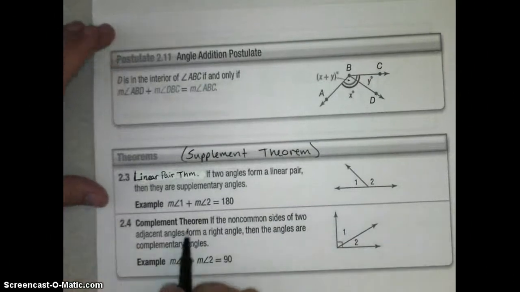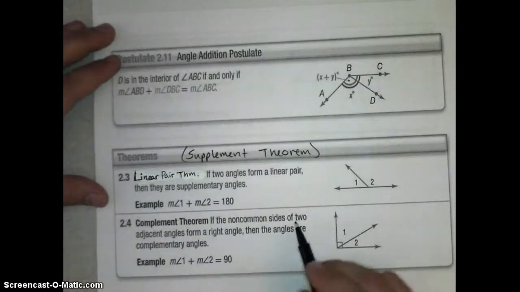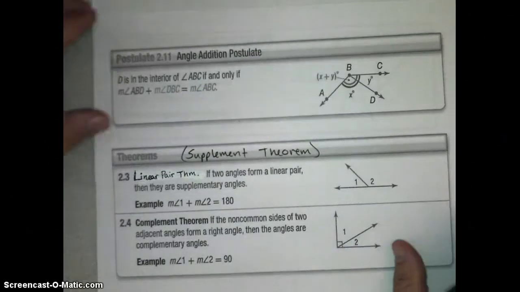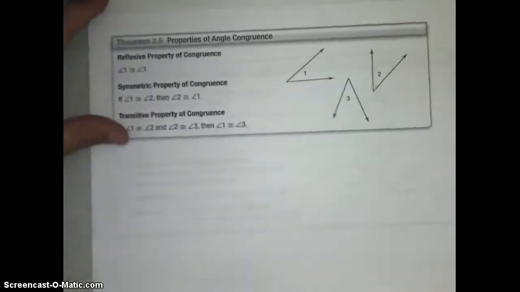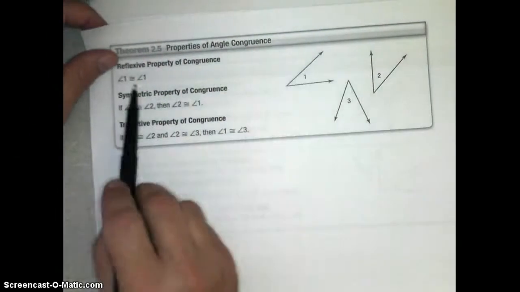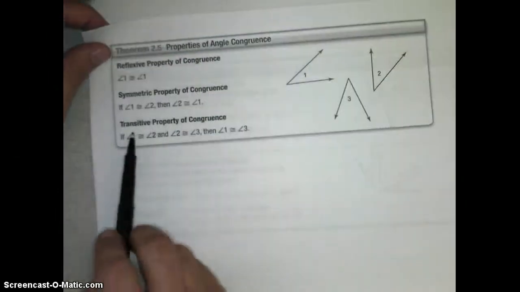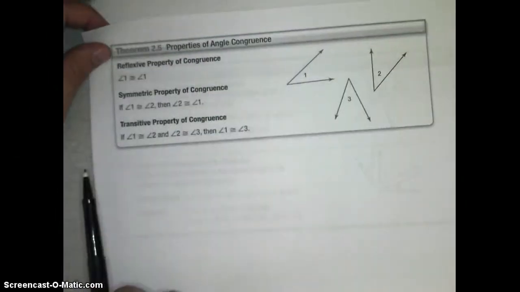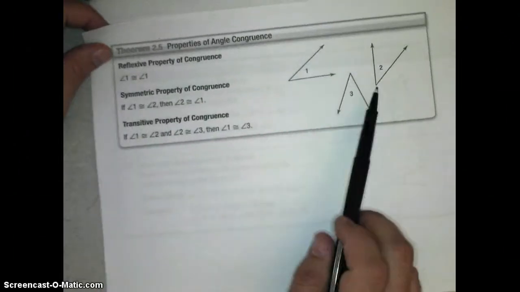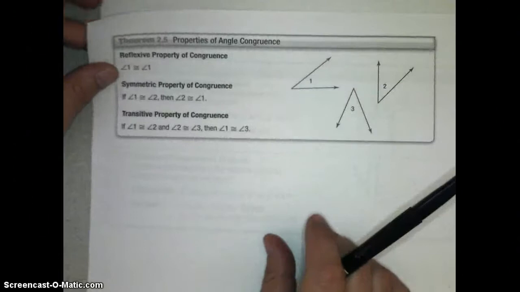Then we do have the complement theorem. It says if the non-common sides of two adjacent angles form a right angle, then the angles are complementary. And then we have reflexive properties for congruence of angles. Reflexive, symmetric, and transitive properties all apply. Just like they did for equality, they also apply for congruence, congruent angles as well as congruent segments.